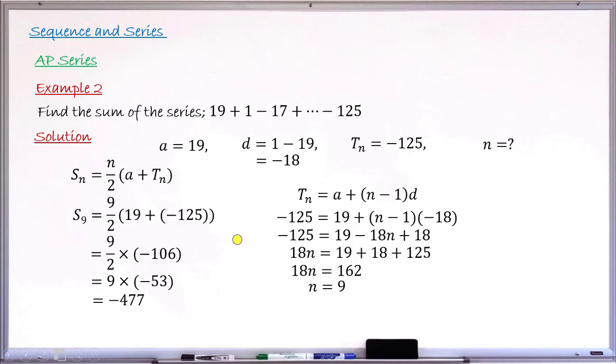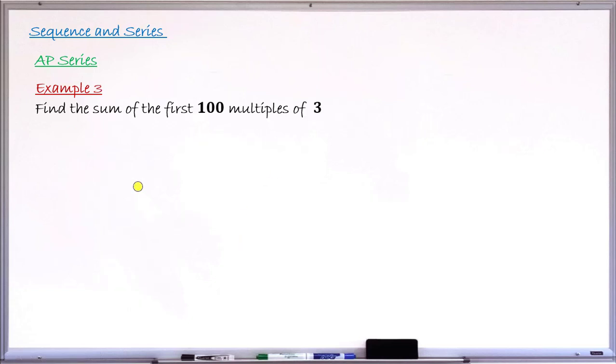Let's just take one more example. Example number 3, we are asked to find the sum of the first 100 multiples of 3. So, the solution to this very problem. Remember, multiples of 3 refers to those numbers we have as a result of multiplication by 3. Let us see those numbers.